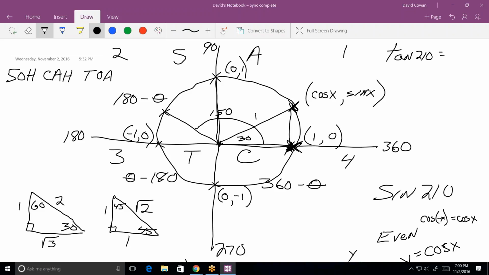Okay, so that means I'll be in quadrant 3. So 210 minus 180 is 30. So then opposite over adjacent, that would be 1 over square root of 3. Rationalize it. That'll be square root of 3 over 3. And then is it a plus or a minus? It'll be a plus because it's in the third quadrant. Now notice what happens when I say, what's the cotangent of 210?